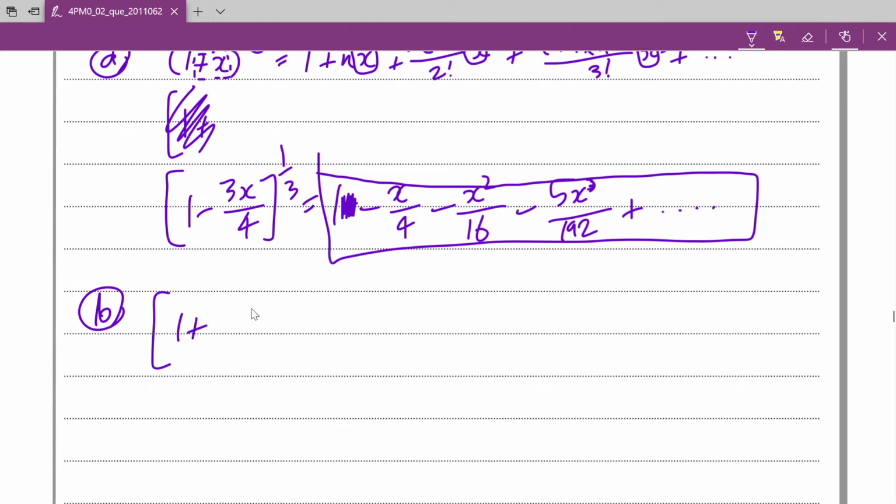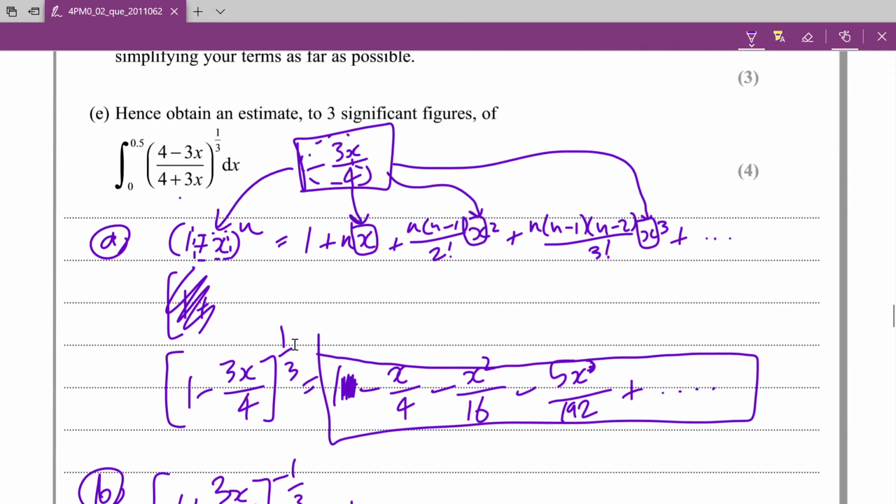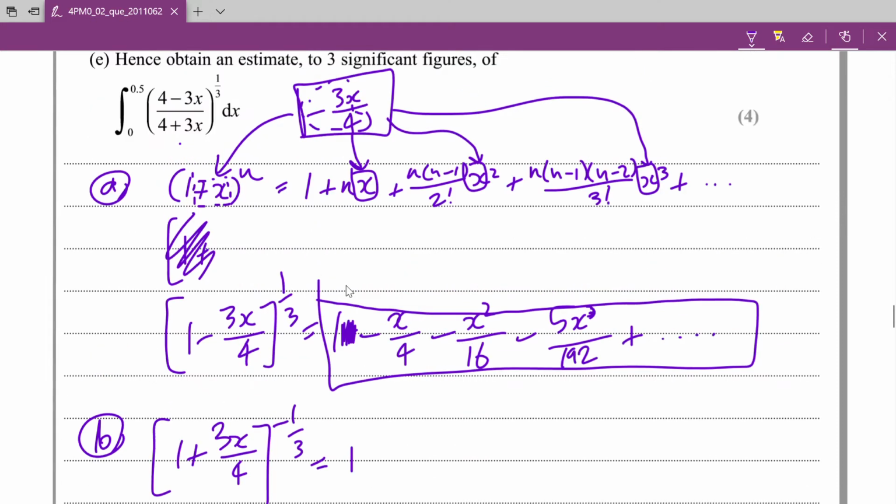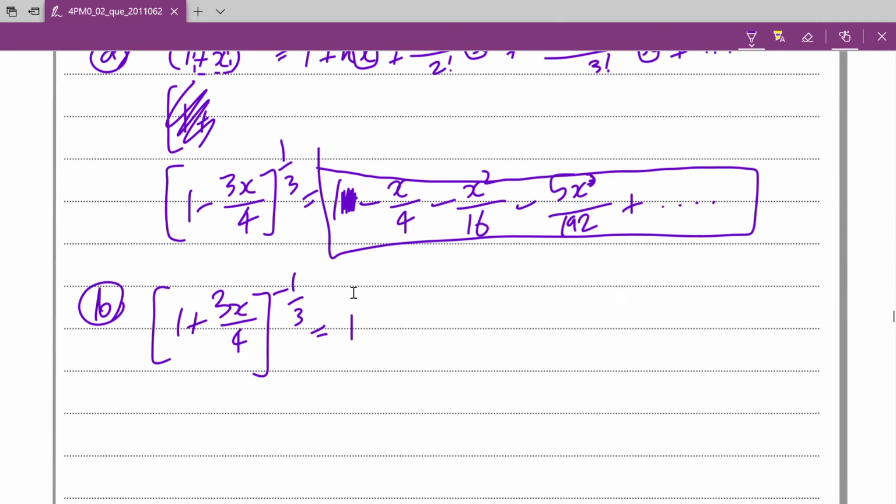So instead of 1 minus 3x over 4, we have 1 plus 3x over 4 to the power of negative 1 over 3. So it's going to be equal to 1, and then in this case the nx term, n is negative 1 over 3, x is 3x over 4, and we get the same minus x over 4 term right here.